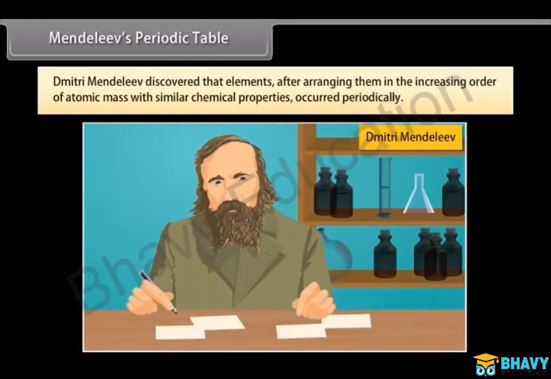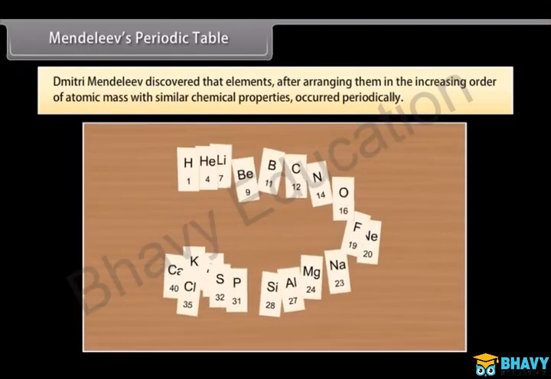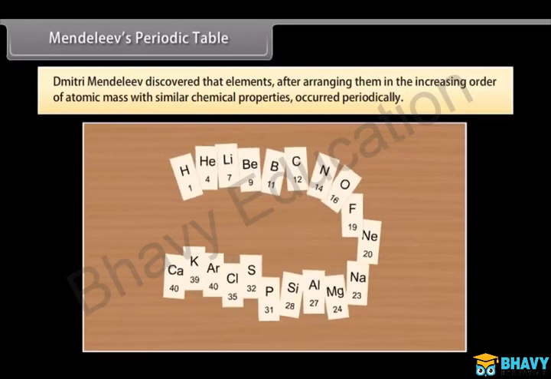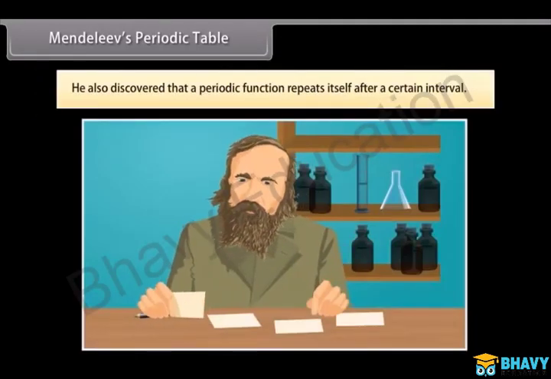Mendeleev's periodic table. Dmitri Mendeleev, a Russian chemist, discovered that elements, after arranging them in the increasing order of atomic mass, with similar chemical properties, occurred periodically. In 1869, he stated this observation in Mendeleev's periodic law. He also discovered that a periodic function repeats itself after a certain interval.